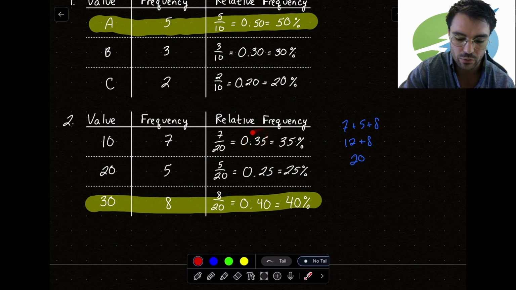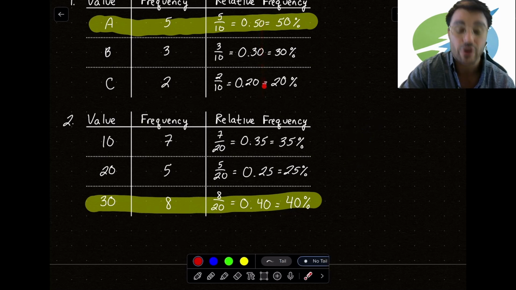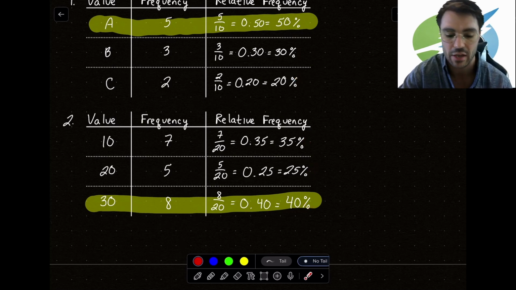7 divided by 20 equals 0.35, 35%. 5 divided by 20 equals 0.25, 25%. And 8 divided by 20 equals 0.4, 40%. And we can see here our value of 30 has the highest relative frequency at 40%. Okay. And I didn't do it here, but it's always good to double check that our relative frequencies add up to 1 or 100. I know 0.5 or 50, it's easier over here. 50 plus 30 is 80 plus 20, 100%. That checks out. 35 plus 25 gives us 60. 60 plus 40, 100%. That also checks out.